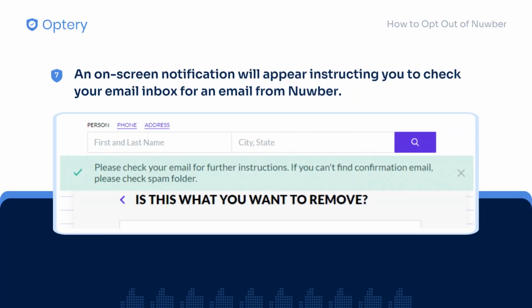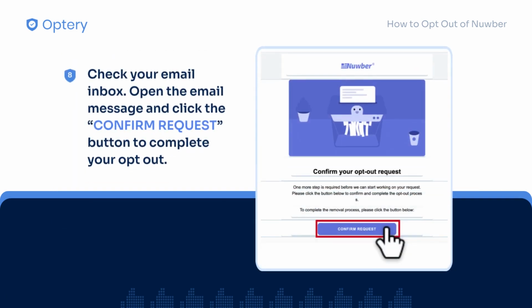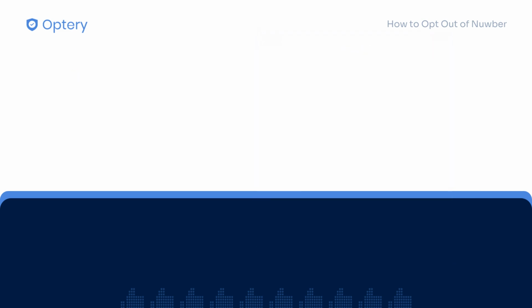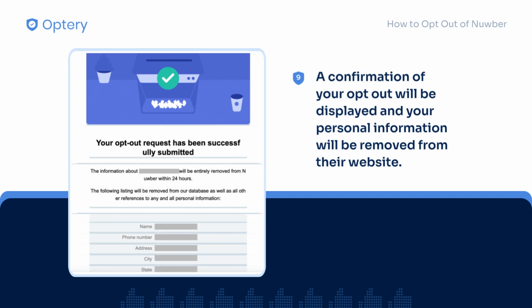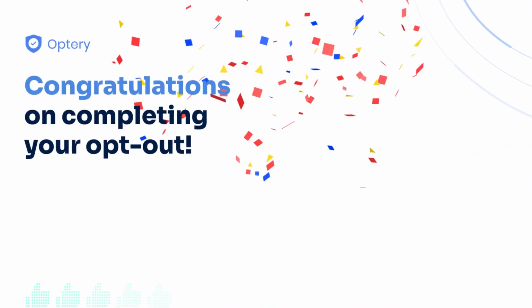Once the on-screen notification shows up, you will have to check your email inbox for an email from Nuwber. Open the email message from Nuwber, and click the Confirm Request button to complete your opt-out request. A confirmation of your opt-out request will be displayed and your personal information will be removed from the Nuwber website instantly. Congratulations on opting out of Nuwber website.